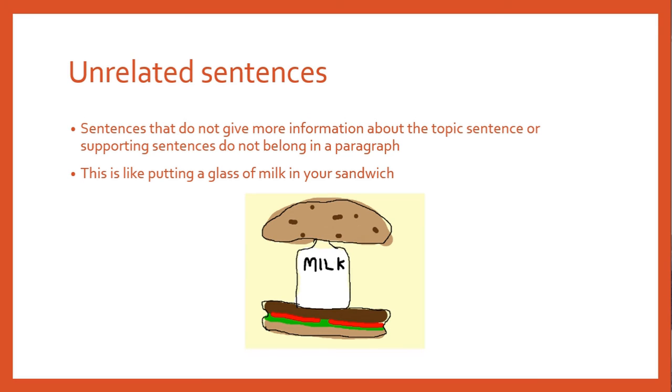Right? Nobody wants to eat a sandwich that looks like this. It completely ruins the paragraph. It completely ruins your sandwich if you have a glass of milk in there. So, it's always important in a paragraph to think about not only what kind of sentence it is you're writing, but once you have the sentence in the paragraph, you need to think and ask yourself, what does this sentence do? Does it give more information about the topic sentence? And does it give more information about a supporting sentence? If the answer to both of those questions is no, then you don't need to have that sentence in your paragraph. Otherwise, you're putting a glass of milk in a sandwich.